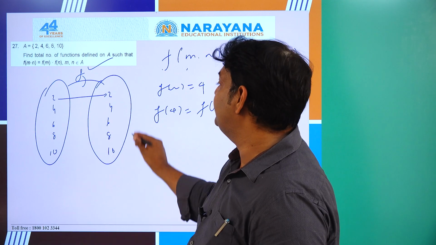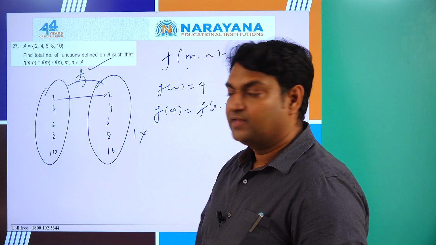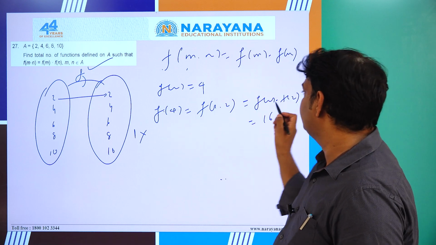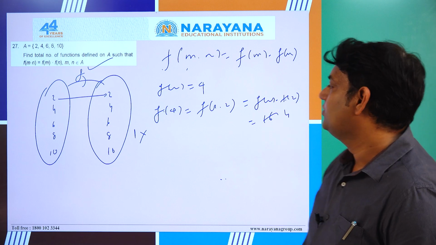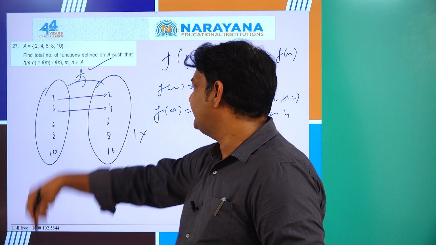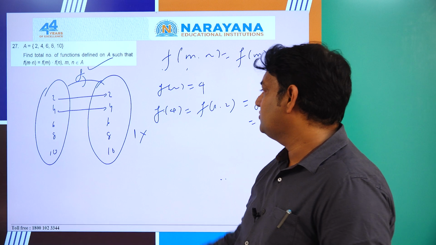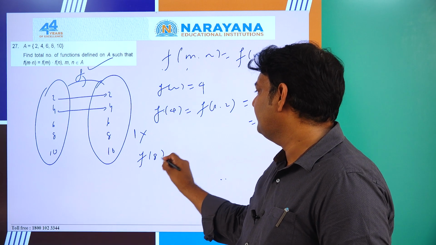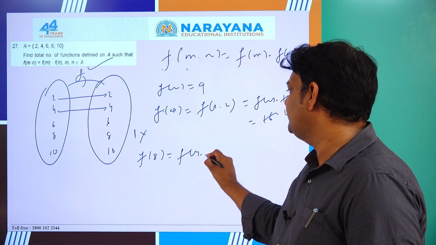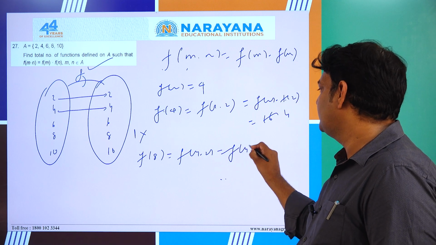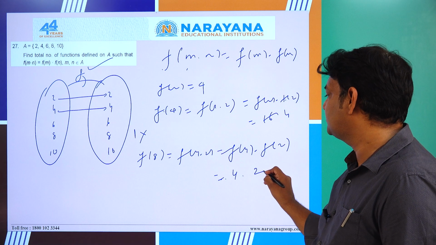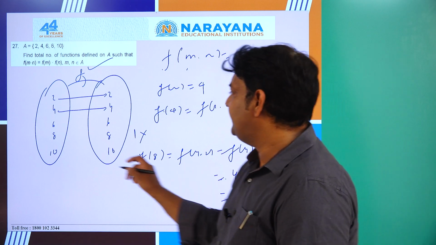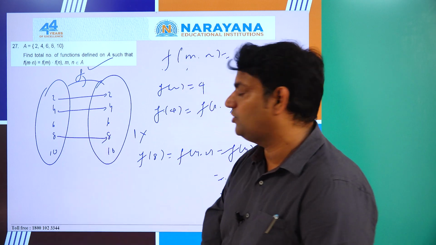So 2 can take the image in how many ways? One way. Now tell me what will be f of 4 with this logic? F of 2 into f of 2. F of 2 is how much? 2. 2 into 2 is 4, means f of 4 will also be fixed, that is 4. Now come to f of 8. F of 8 we can write as f of 4 into f of 2. F of 4 we got 4, f of 2 we have 2. 4 2s are 8, means 8 also can take the value in one way only, 8.